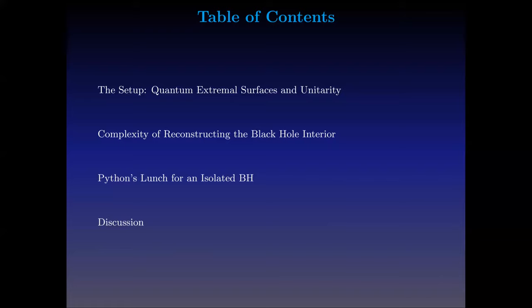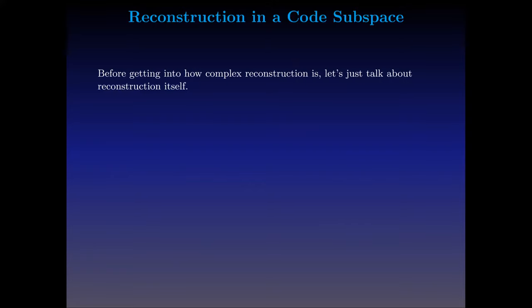So it seems that the strong Python's lunch proposal must be obviously false. And as it turns out, it's not obviously false, or I would not be giving this talk. So what's the subtlety that frees us of this problem? In order to really understand what's going on here, before we talk about complexity of reconstruction, it's actually useful to talk a little bit about the reconstruction itself.